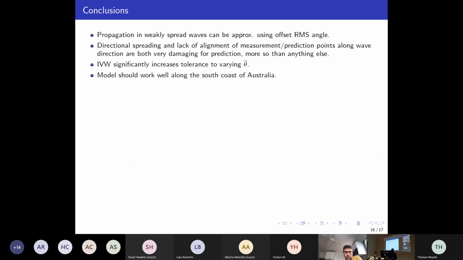So these are my conclusions. I've shown that there is an effective offset angle that we can use to propagate the waves, and that the directional spreading contributes significantly to the prediction errors, as does the misalignment of the prediction point and the measurement point. And I've shown that we can increase the tolerance by using the inverse variance weighting, which is just 2 or more wave buoys. And I've shown that the model can work along the south coast of Australia.